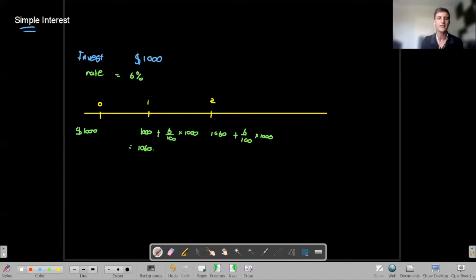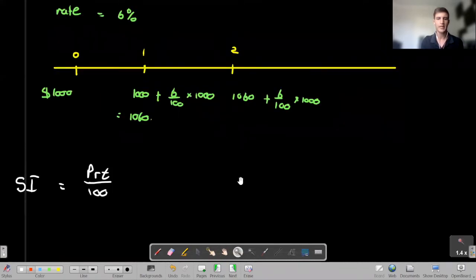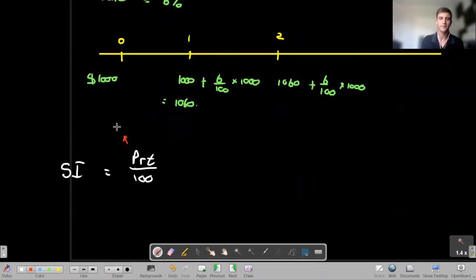Now, there's a very nice formula for us to calculate the total amount of interest that I've received after a period of time. That formula is simple interest equals PRT over 100. Let me quickly explain what these letters stand for. P is for principal, my starting amount. R is simply my rate, my interest rate. And T is my time, the period for which I'm investing or lending money. That's how we calculate simple interest.